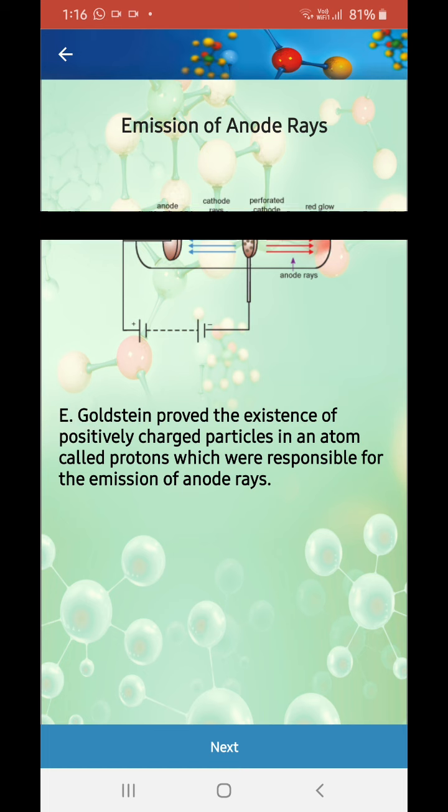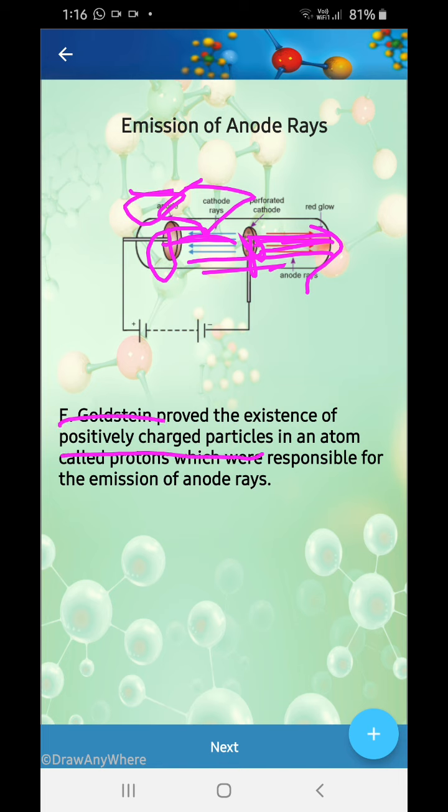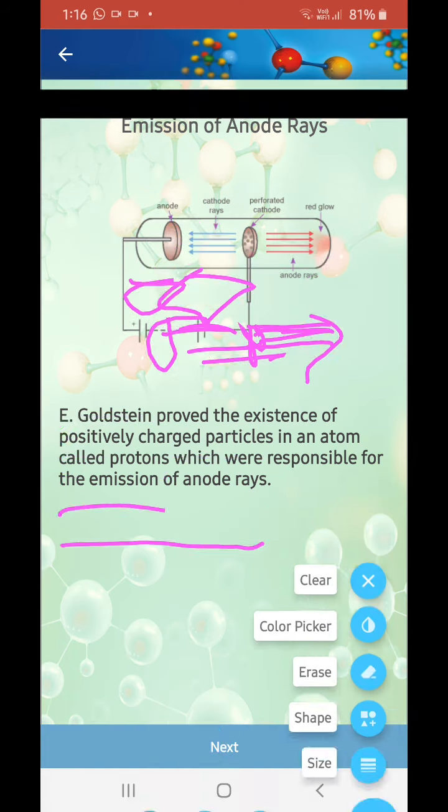Next, emission of anode rays. This is what I wanted to show you. See the perforated cathode over here, and here is very low pressure and high electricity. So you see a red glow. All the cathode rays are travelling over here, and some are deflecting back. The ones going to the anode, the cathode will obviously attract. So E. Goldstein proved that there are positively charged particles in atoms.